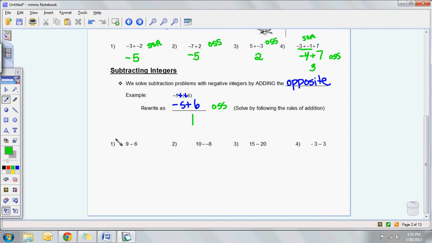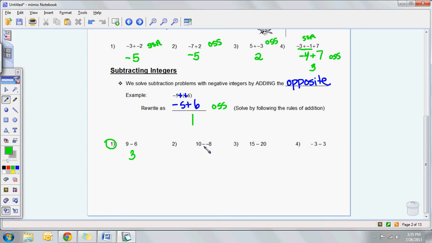So this first one here, I don't want you to get too caught up in the rules that I'm giving you. If you have a problem like number 1, just think about it. 9 minus 6. You've been doing that since you were 5. So we can just do 9 minus 6. We don't need a rule. We don't need to add the opposite. We're just going to do it. And the answer is 3. So if you can do it without any of those rules, go ahead and do that.